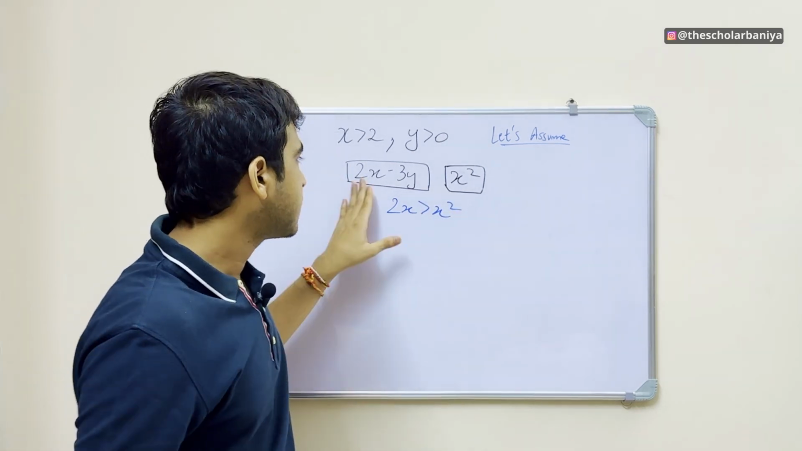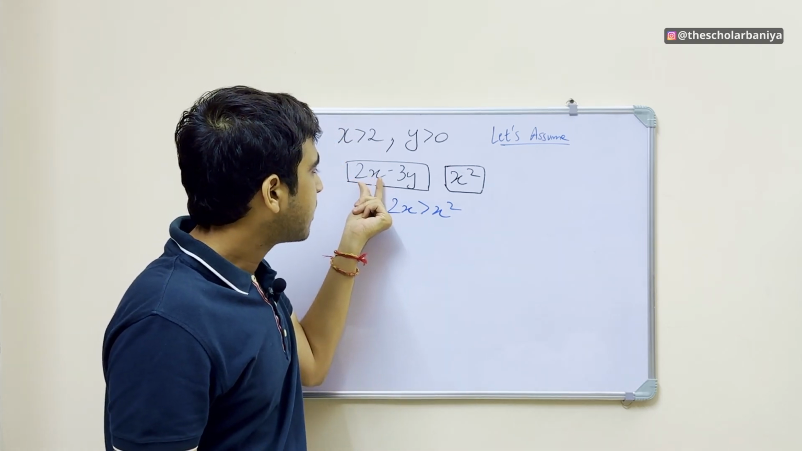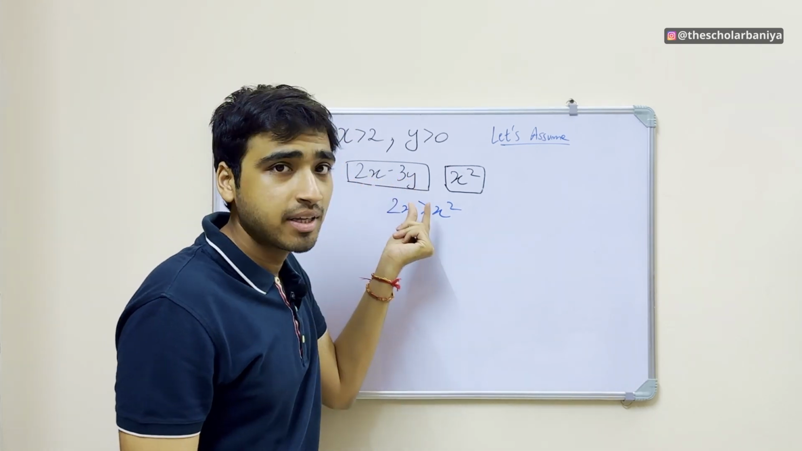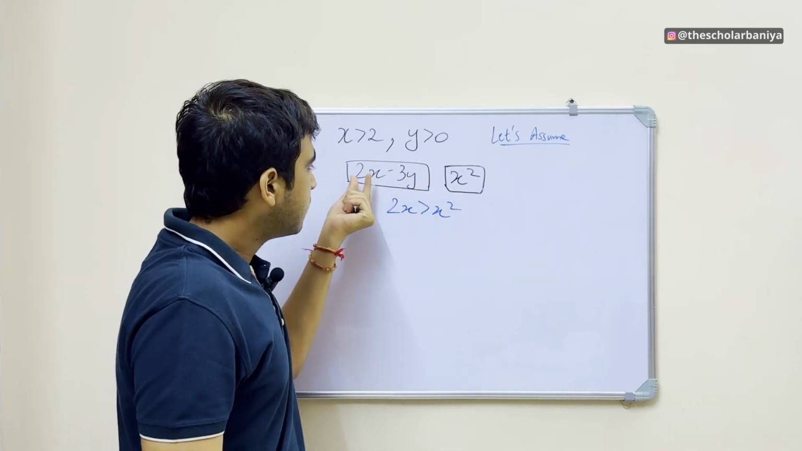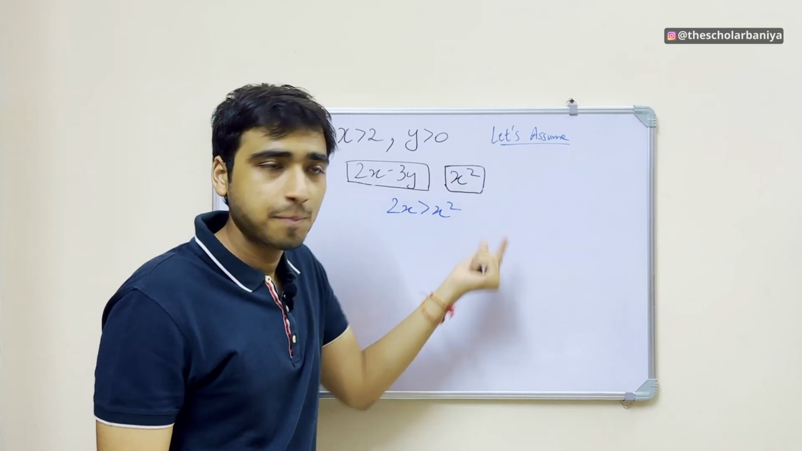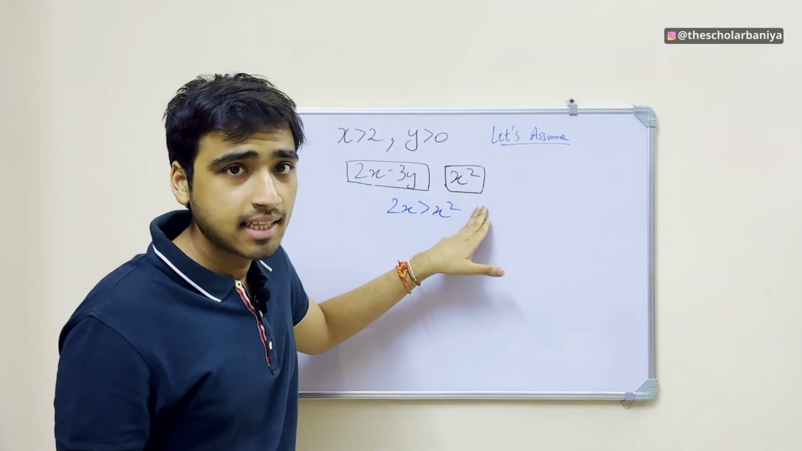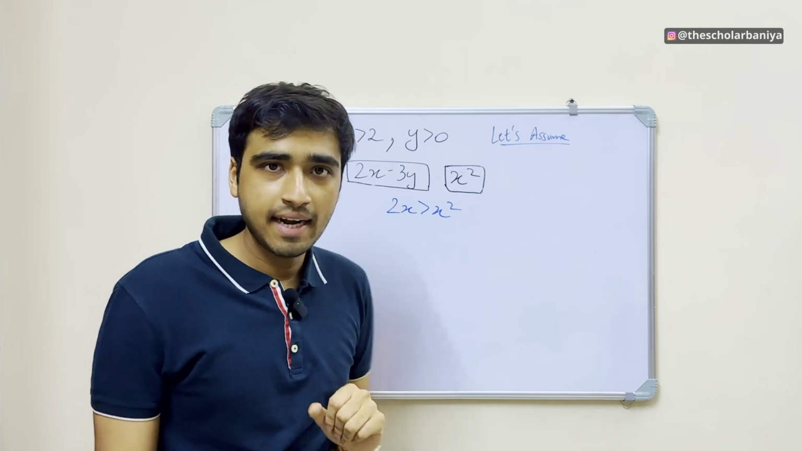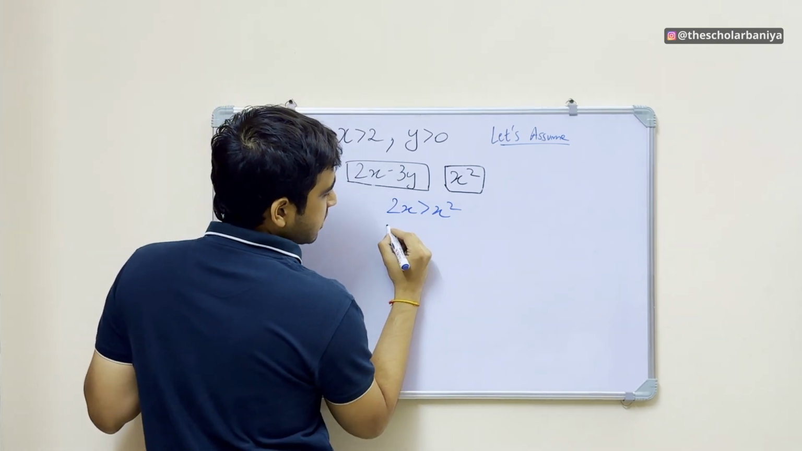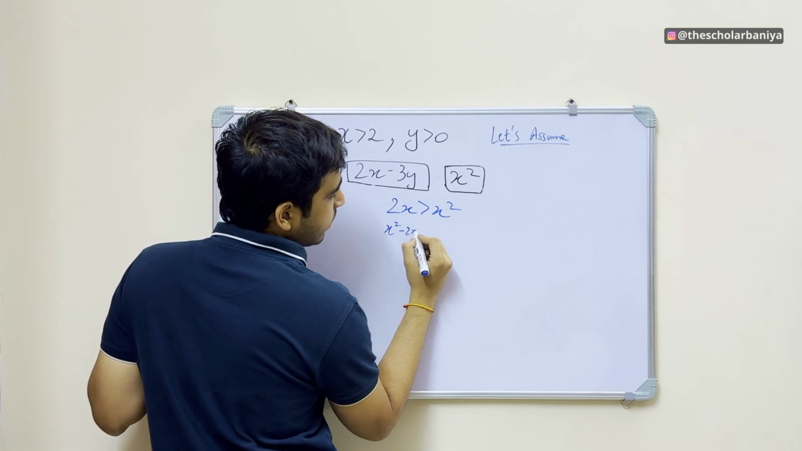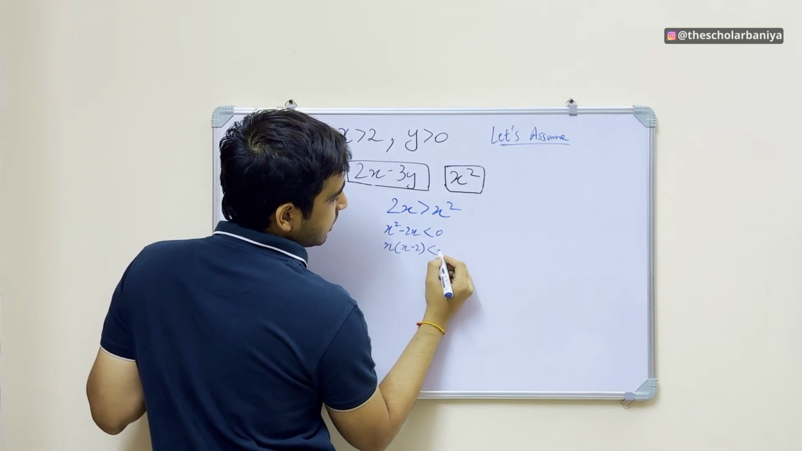Tell me one thing, if this number is greater than this, and from this number, if we are subtracting something, and it is still greater than this, then obviously this should be greater than this, right? So under this assumption, 2x should be greater than x square. If we solve this, x square minus 2x is less than 0, so x times x minus 2 is less than 0, right?